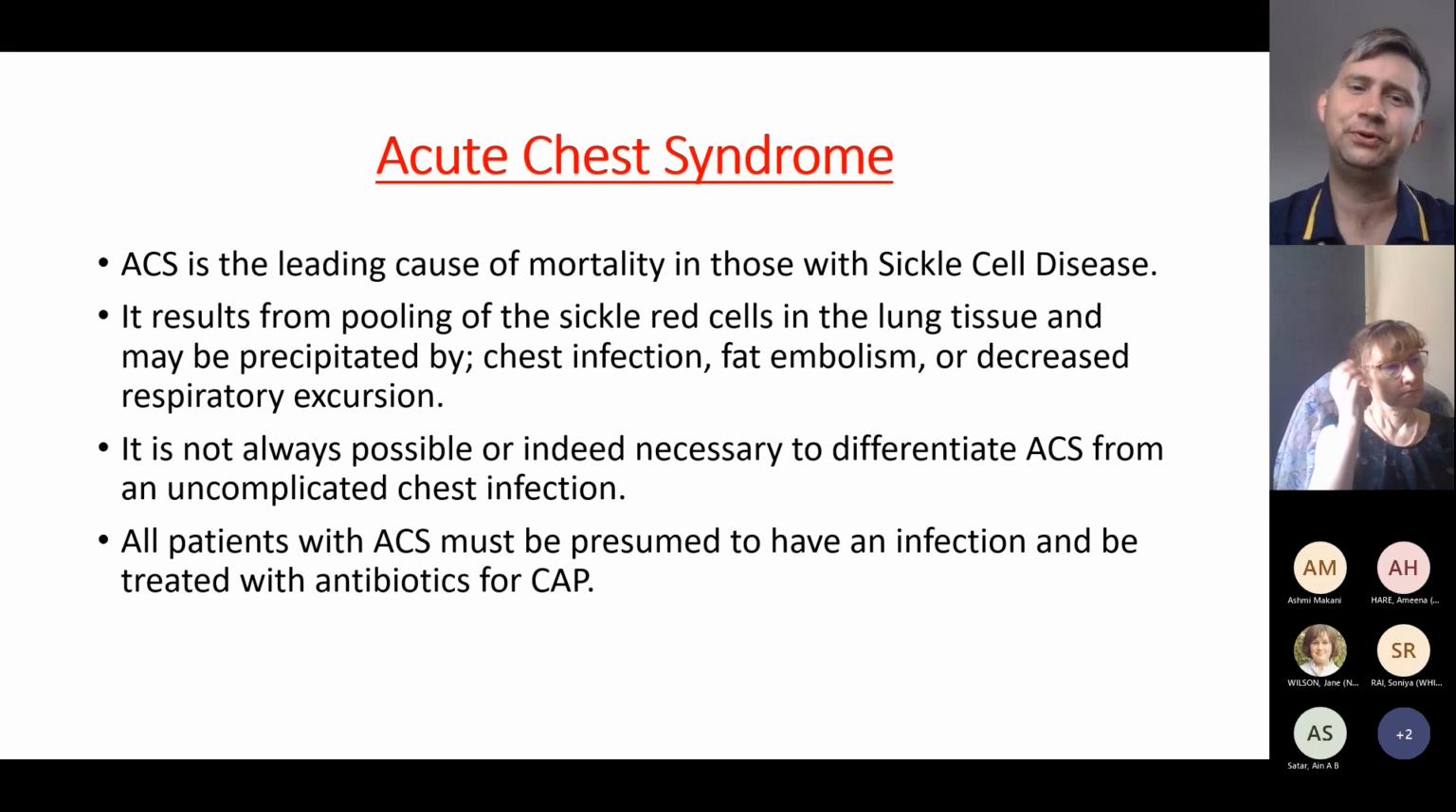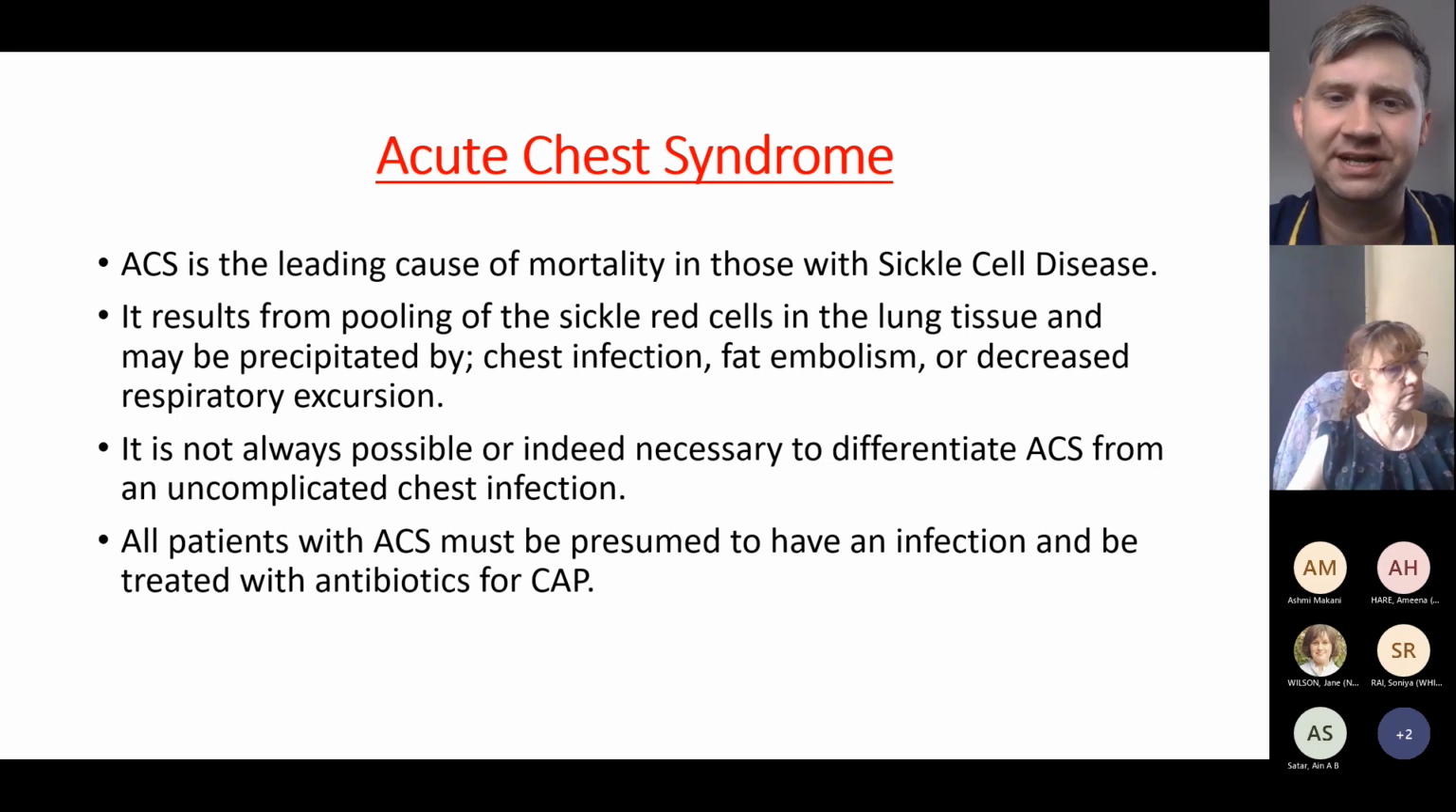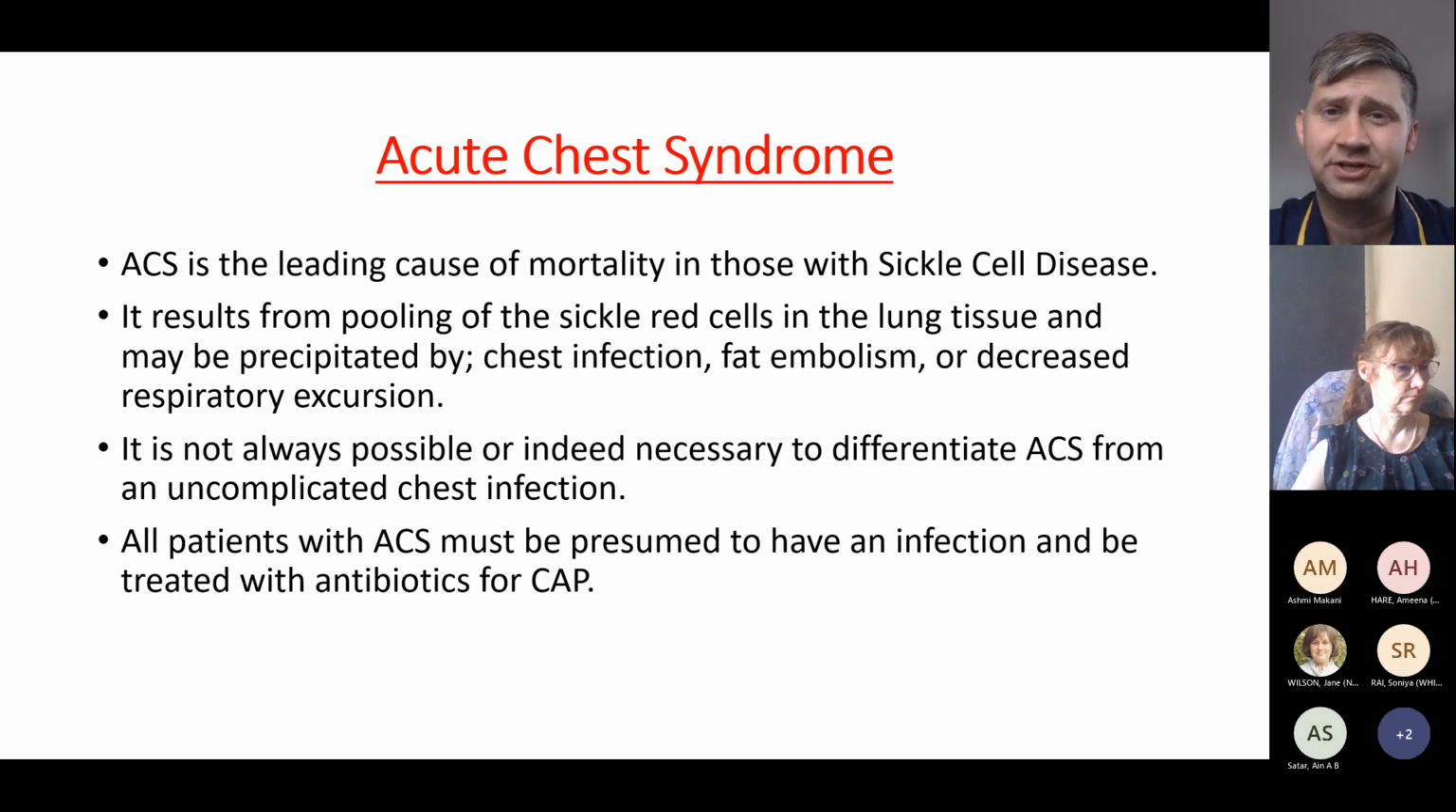So it results from the pooling of the sickle red blood cells in the lung tissue and may be precipitated by chest infection, fat embolism, or decreased respiratory excursion. It's not always possible or indeed necessary to differentiate ACS from an uncomplicated chest infection. And all patients with acute chest syndrome must be presumed to have an infection and should be treated with antibiotics for a community-acquired pneumonia.